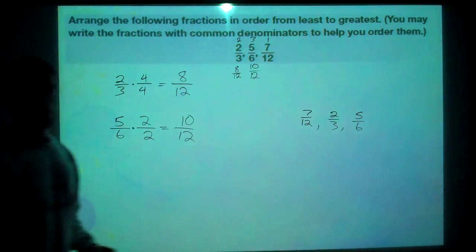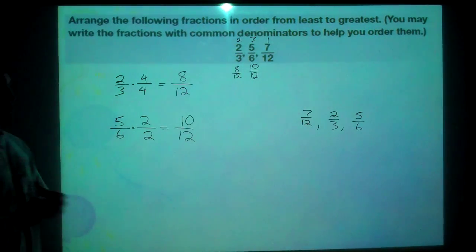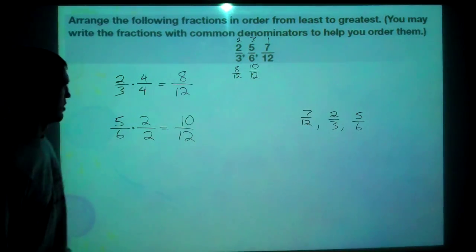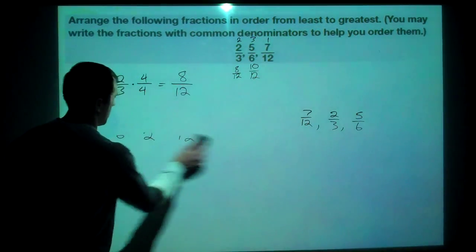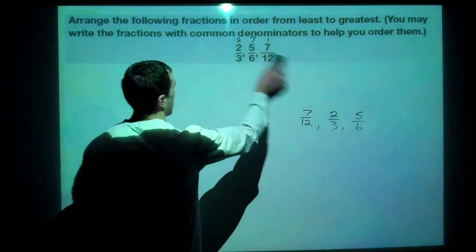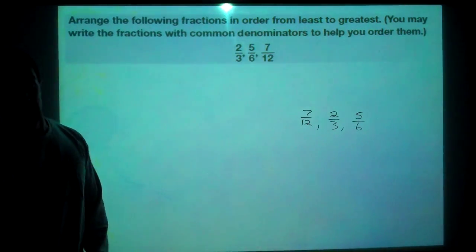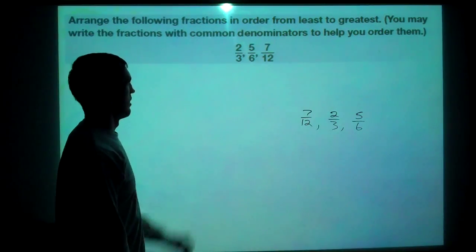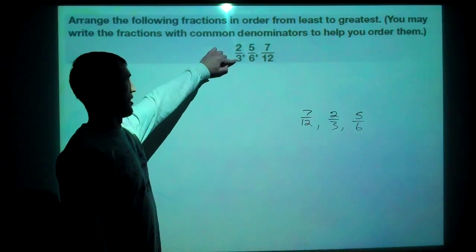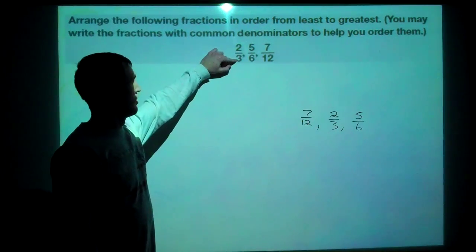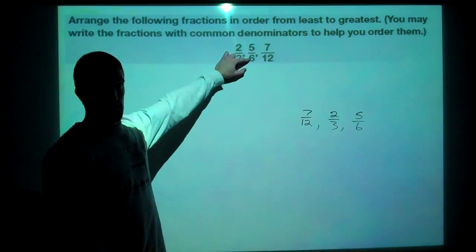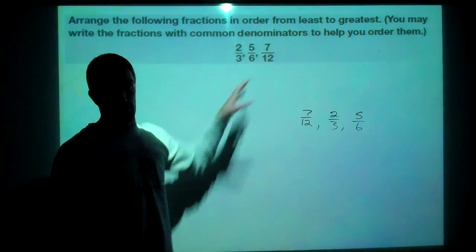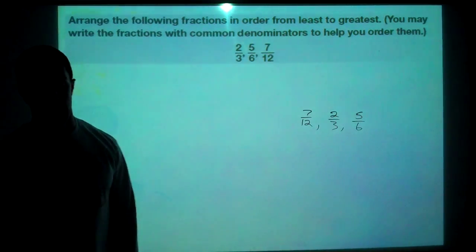And that would be our order from least to greatest. Now once again, I said you don't need to use common denominators to do this. We could have turned these into decimals if we wanted to. And if you have a calculator, that's very quick. It's very handy. You would just type in 2 divided by 3 and you'd get a decimal. 5 divided by 6, you'd get a decimal. 7 divided by 12, you'd get a decimal. And you can order them that way too, if you want.